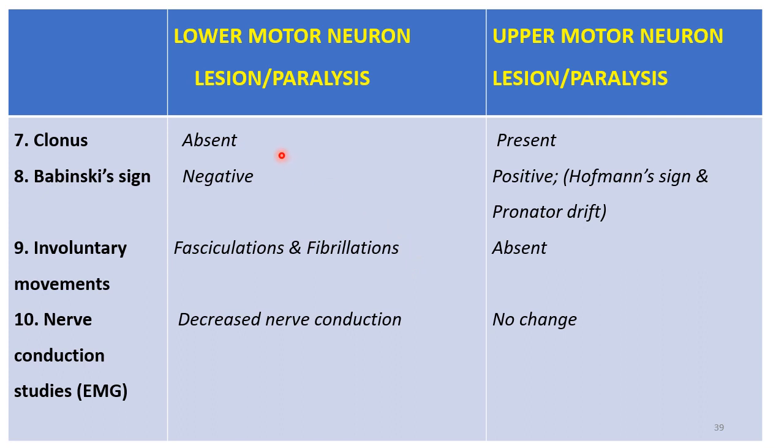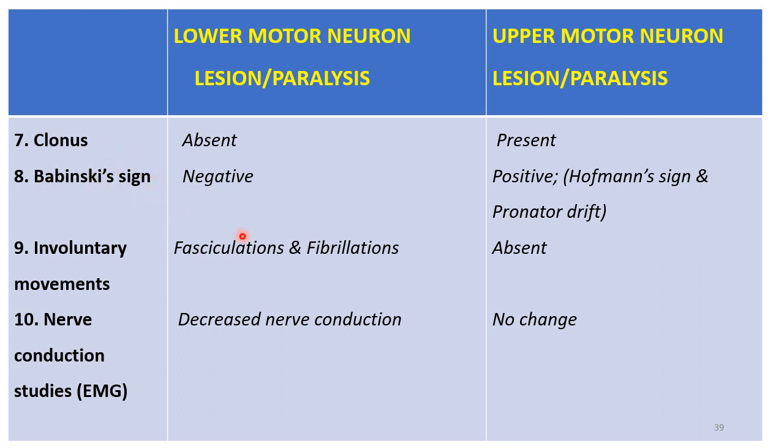Now another very important sign which is seen in the case of upper motor neuron lesion is clonus. We already said clonus is repeated regular jerky movements of the muscle, and I previously told you that clonus is generally associated with hyperreflexia and hypertonia. So this is present in the case of upper motor neuron lesion while absent in the case of lower motor neuron lesion. Then another very important sign which is seen in the upper motor neuron lesion is the Babinski sign.